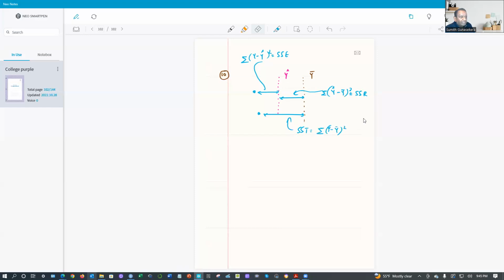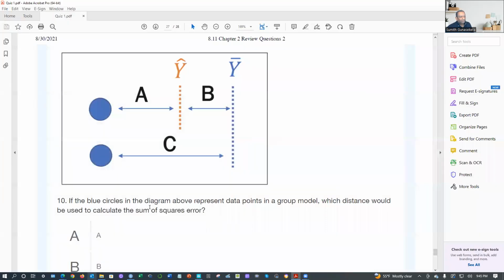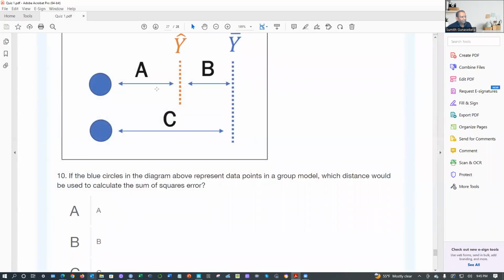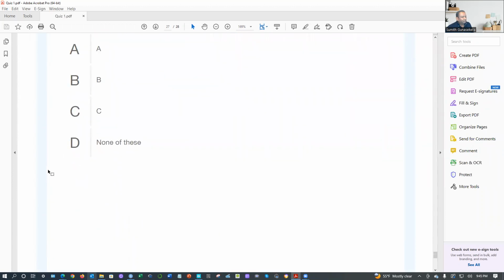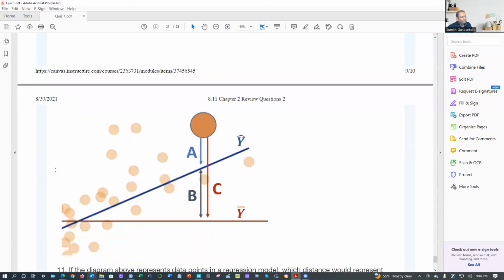So this is A distance, this is B distance, C distance. A distance for regression, B distance for what? Sum of squared error. So like that. Okay. So which represents A. But look at this one again. See, y bar here, y hat here, y here, y minus y hat.